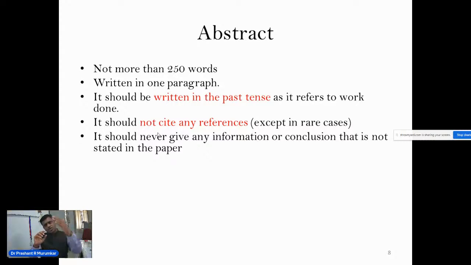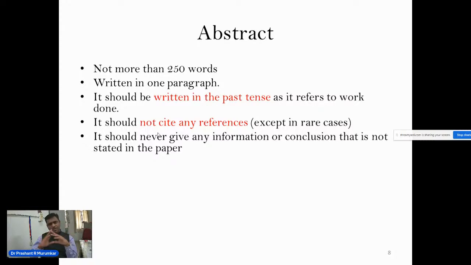Again, the abstract should be in one paragraph. There should not be multiple paragraphs. A single paragraph abstract should be there. And again, you need to take care that it is written in the past tense, that it refers to the work done, because you have already finished your work. What you need to highlight here is that you need to use the past tense while writing the abstract. Again, in some of the papers I have seen, the authors don't have that much knowledge, so even in the abstract they are citing the references also.